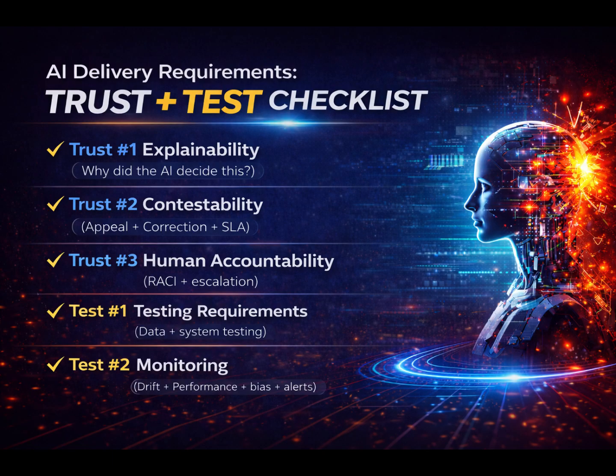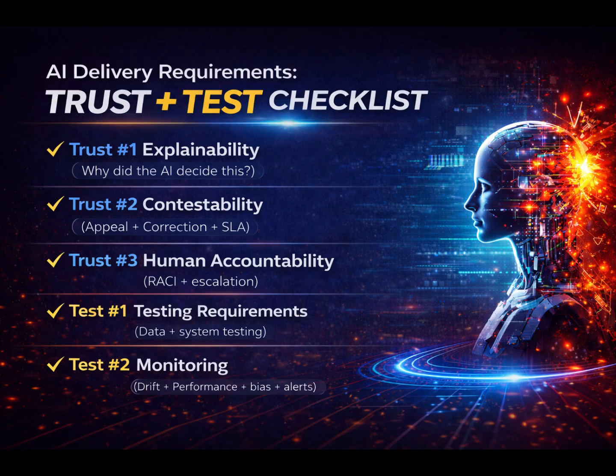Trust number 1. First non-negotiable, explainability. If a user asks, why did the AI decide this? What do we say? Explainability has levels, global explainability and local explainability. Global explainability means the model's general logic, top factors, typical behavior, limitations. Local explainability means why this decision happened for this person. The rule of thumb: the more the decision affects someone's life, money, access, safety, health, the more you need local explainability.